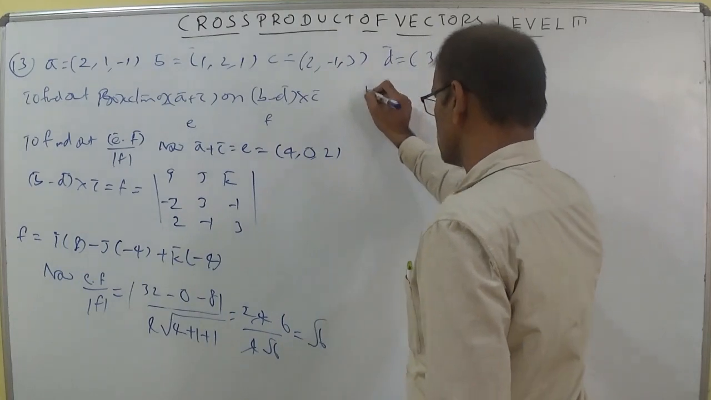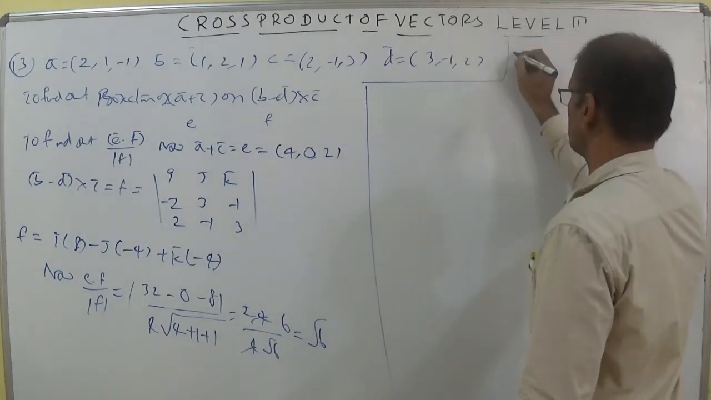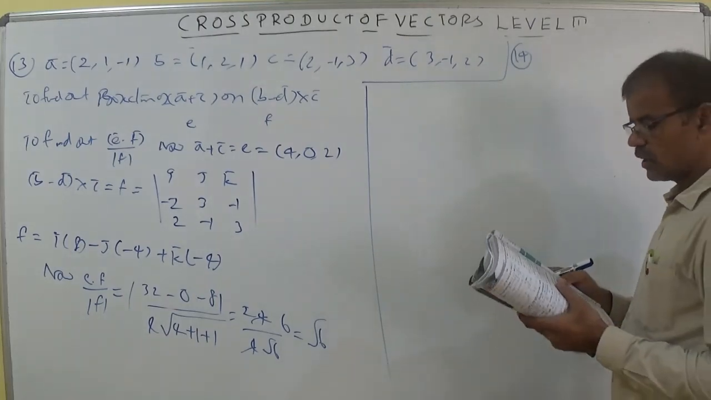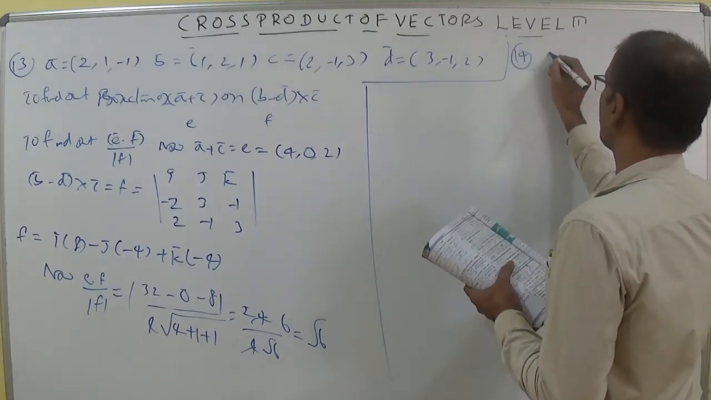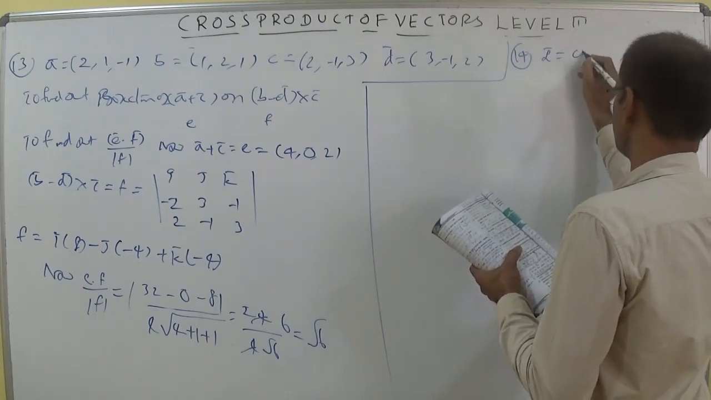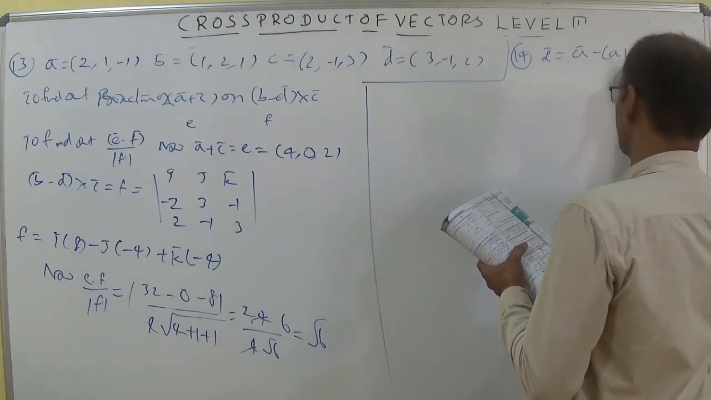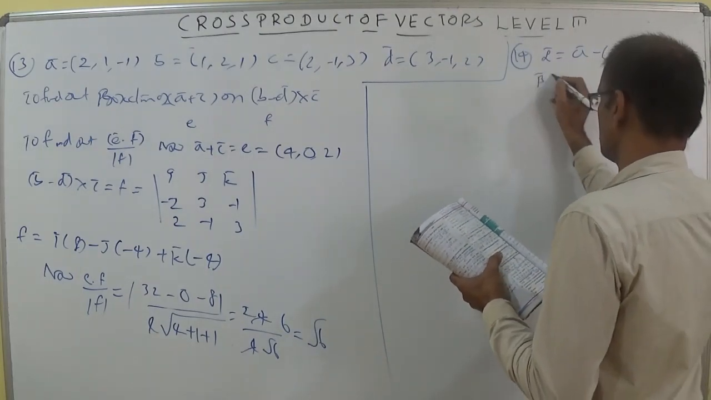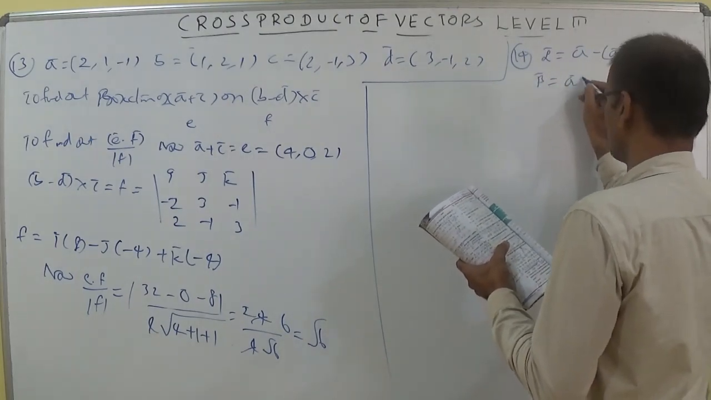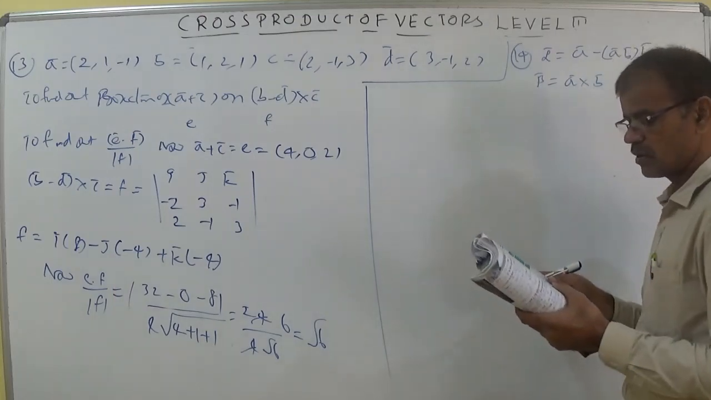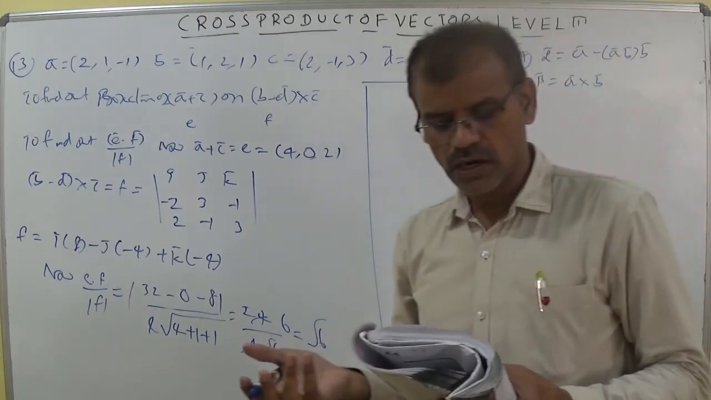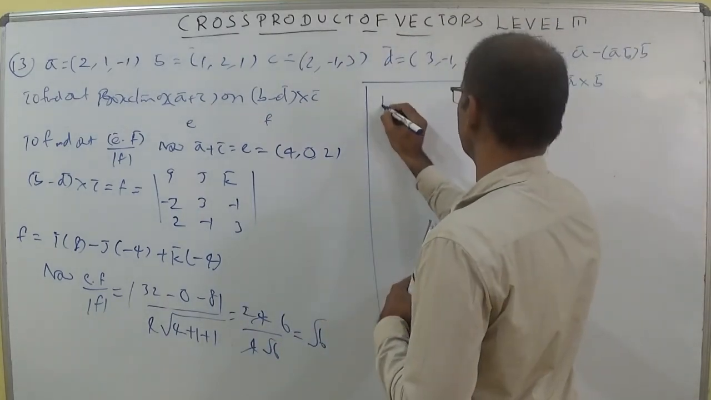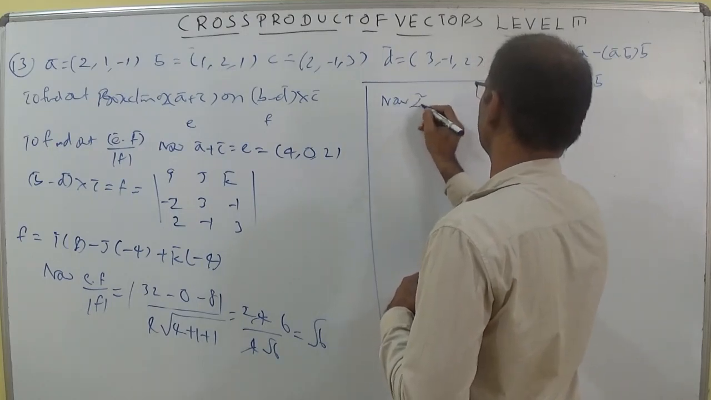Next, let us discuss the 14th question. A bar, B bar are two non-collinear vectors. Alpha bar is equal to A bar minus A bar dot B bar into B bar. That is the first vector. The second vector, beta bar, he gave as A bar cross B bar. Then according to the options we should calculate. Let us write alpha square.